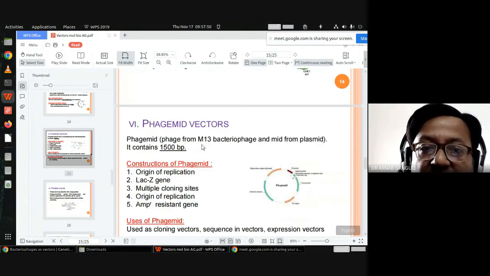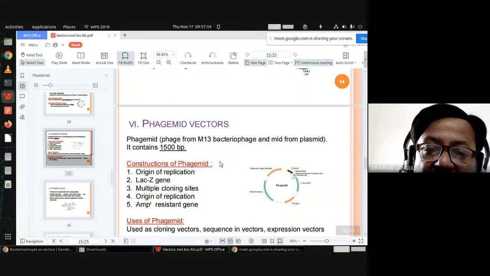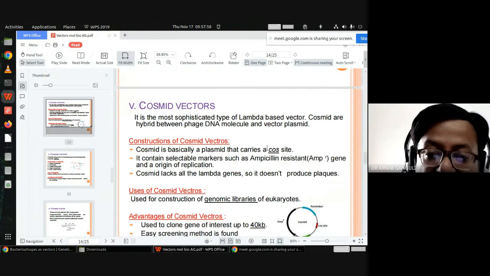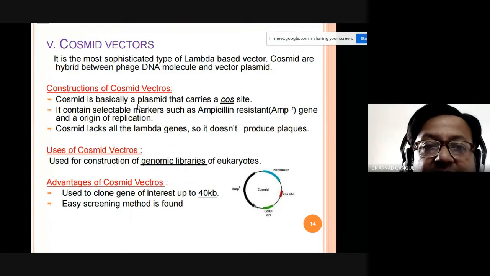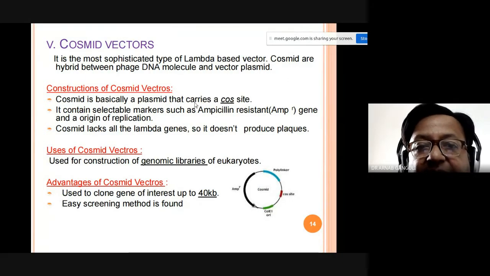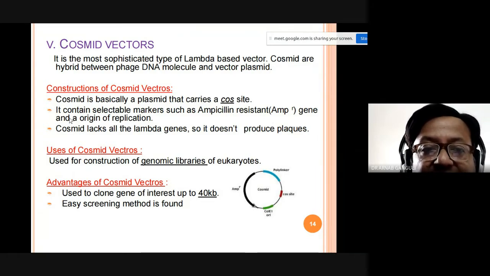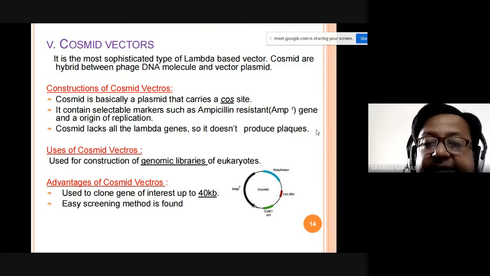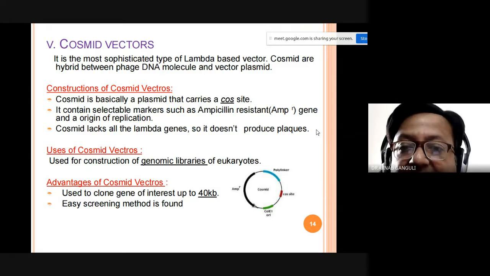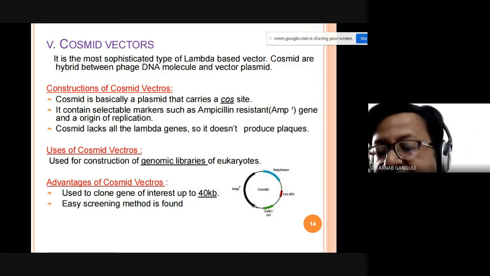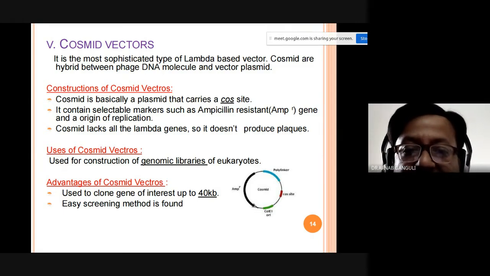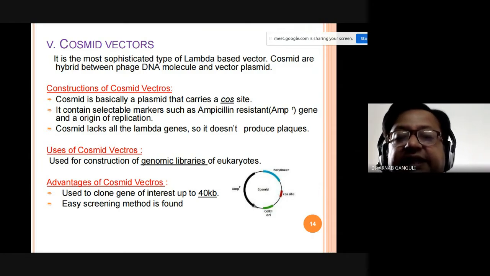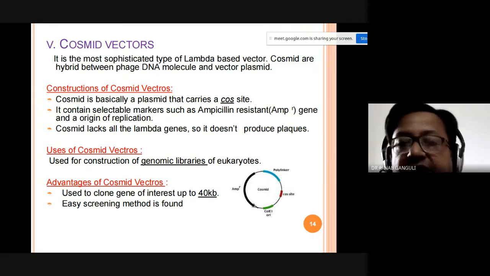Okay, we are going to the next one, phagemid vectors. One second here, let's do a play slide. So you have the cosmid vectors. It is similar to it. They are basically a plasmid that carries a cos site. It contains selectable markers such as an ampicillin resistance gene and an origin of replication. Cosmid lacks all the lambda genes, so it doesn't produce plaques. The lambda bacteriophage produces plaques because it has got the lambda genes, as a result of which the cells are lysed. But in cosmid vectors, you cannot. It doesn't have those lambda genes. Rather, in those genes, you put your gene of interest.